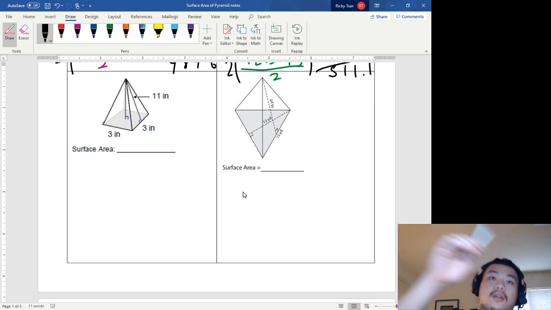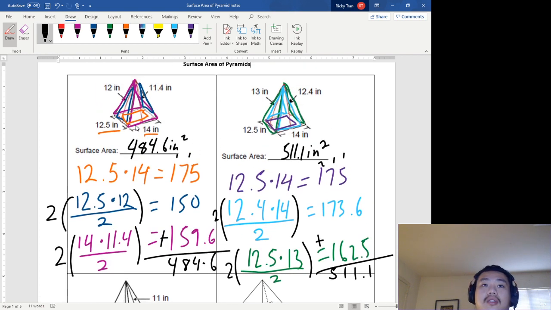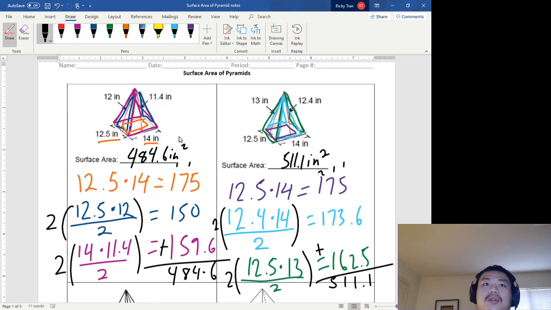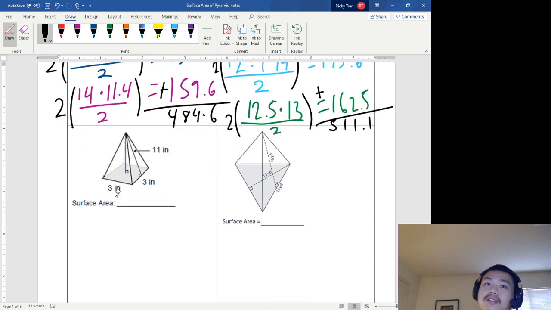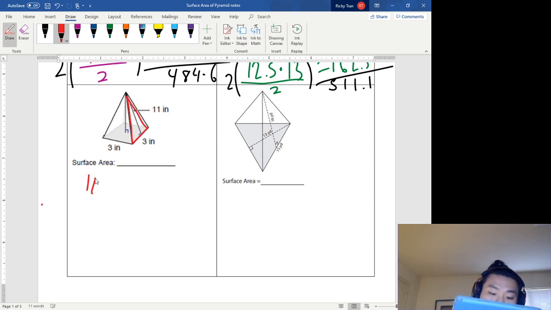So now that was for rectangles. Okay, now this is a rectangular pyramid. And then now this is a square pyramid. Now a square pyramid is actually easier because with a square pyramid, all the triangles on the very top are all the same size. So you're just going to take this triangle right here, which is 11 times 3 divided by 2, and you're just going to multiply it by all 4 triangles because there's 4 triangles.